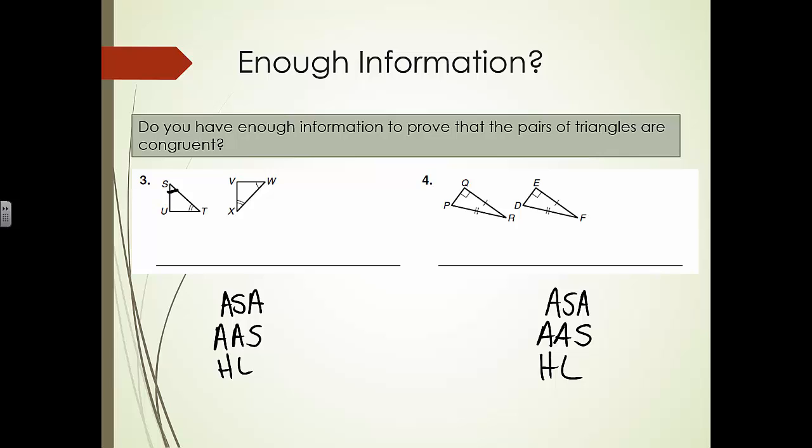All I see is one congruent pair of angles here, so that gives me an A. Another congruent pair of angles here, so that gives me an A. I don't see any congruent sides, so it can't be either of these. Wasn't hypotenuse leg, so not enough information.